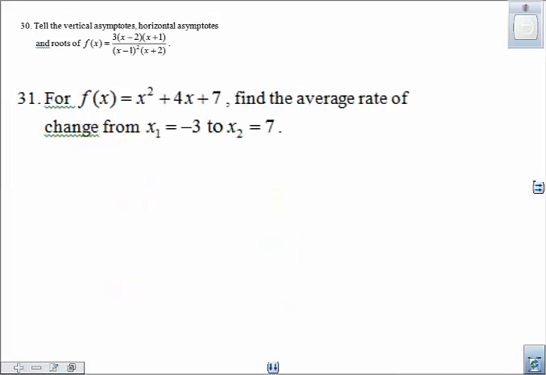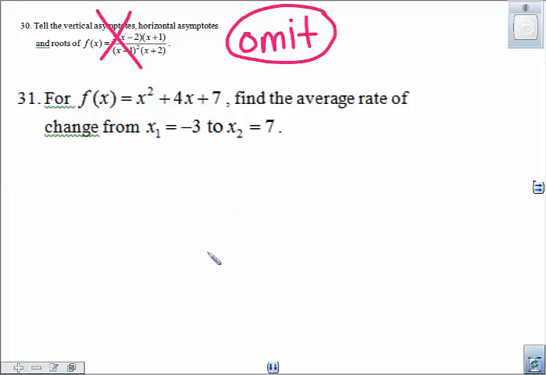30, you need to omit. We did not get to this. I meant to take it off. I missed that one. We'll do that next 9 weeks.